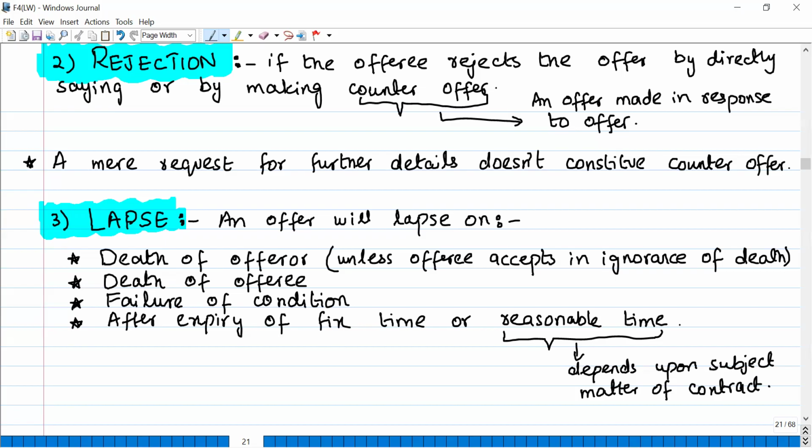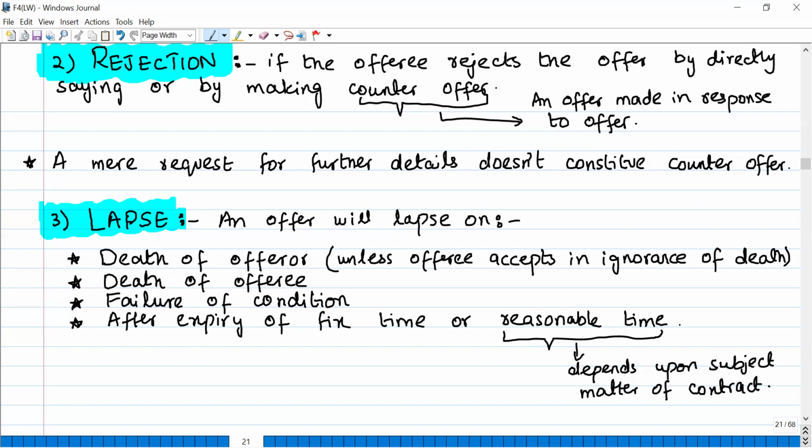Now, in that case, the personal representatives of the offerer are bound to follow the contract. But if the offeree knew that the offerer has died, then in that case the offer will lapse. He cannot accept that. Death of the offeree, the party to whom the offer is made: if he dies, then who will accept the offer? The offer will lapse. Failure of a condition. When the offer was made, there were different conditions mentioned there. And if any of the conditions was not fulfilled, then the offer will lapse.